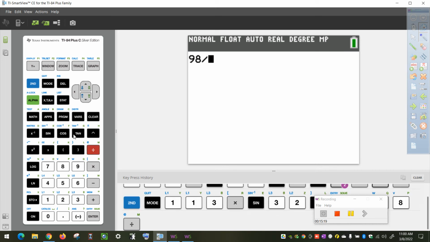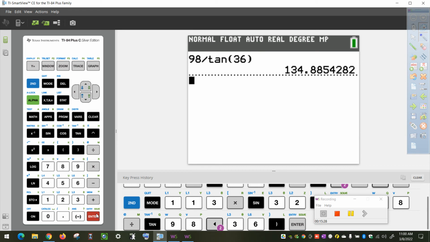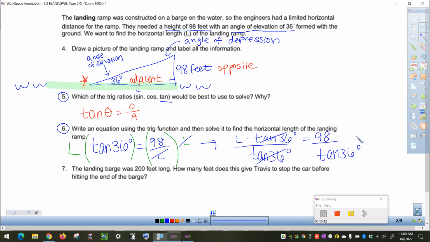This one is going to be a little different now because it's involving division. What's our angle? 36. I know it's not 90. All right, so 98 divided by the tan of 36. And we can round this one again. Let's say that it's about 134.9 feet. That's that horizontal length of the ramp, 134.9.